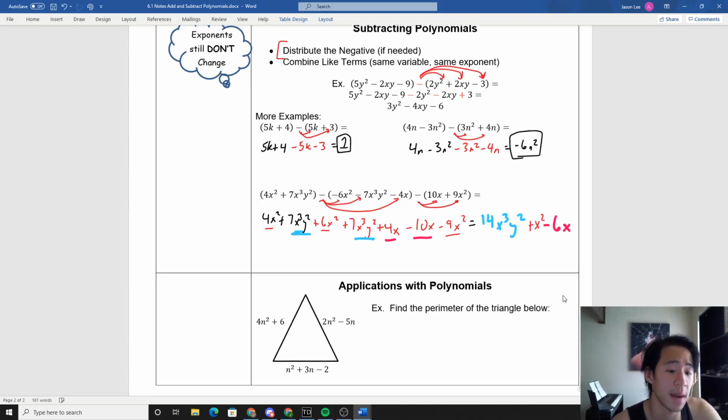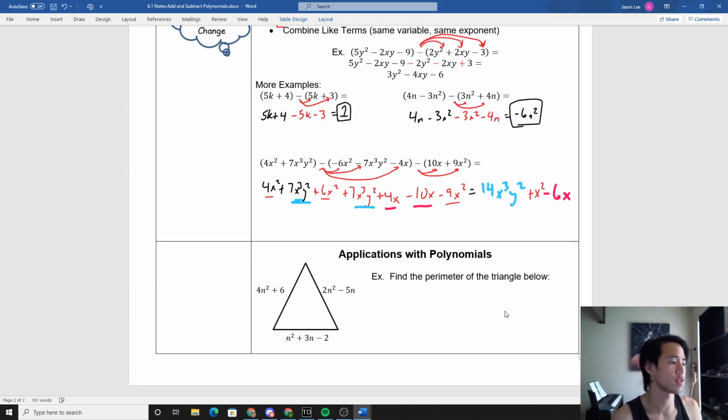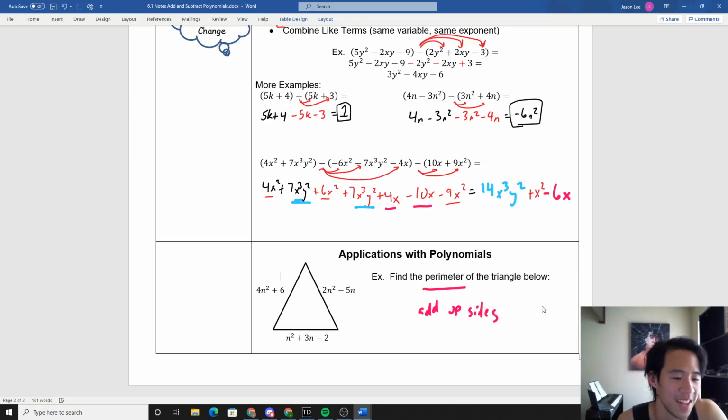Okay, so lastly, we have this application problem. And this is just a perimeter problem. Basically, all you have to do is just add up all the sides. Remember, perimeter, that's what that is. Whoa, that is too long. Okay, I'm confused why that's doing that. But you're just going to add up all the sides and see what you get.